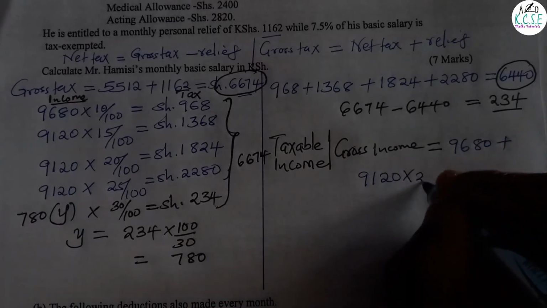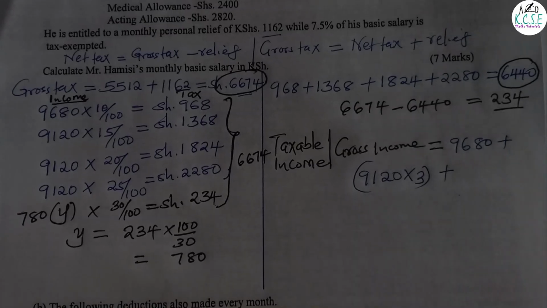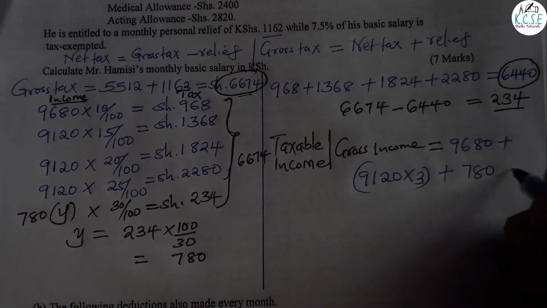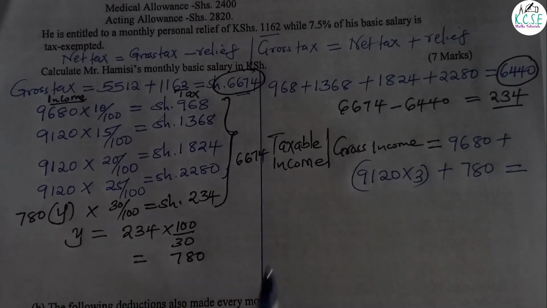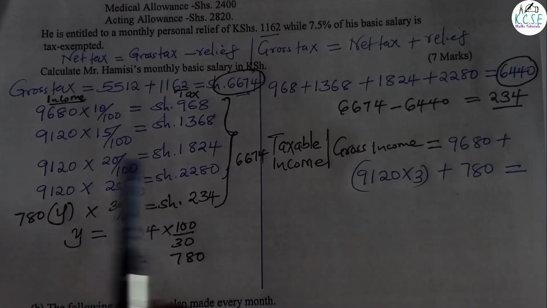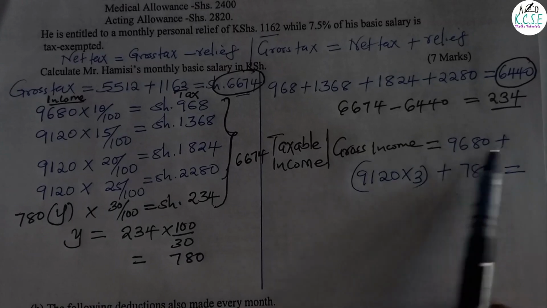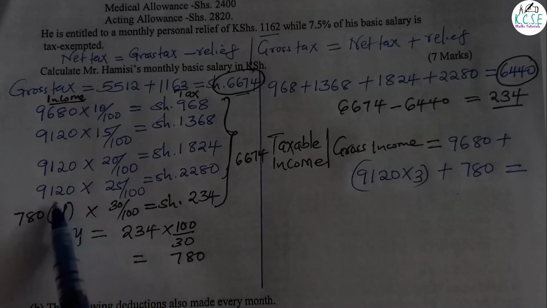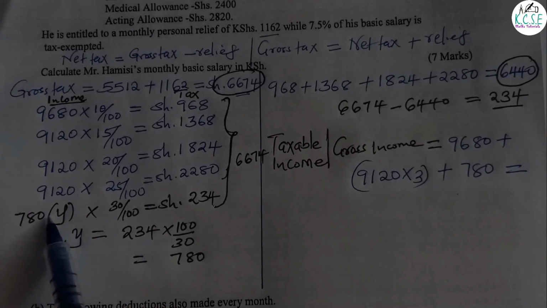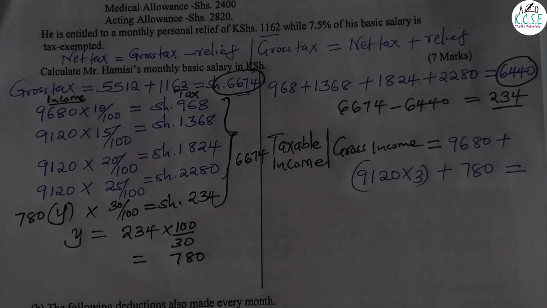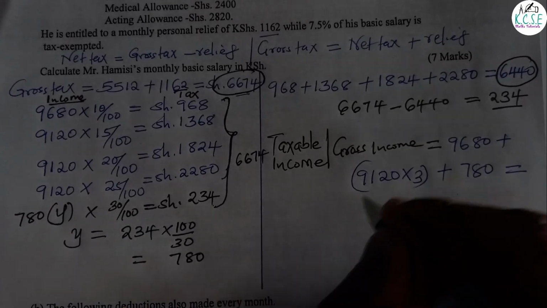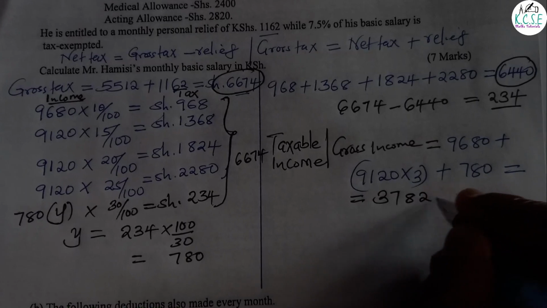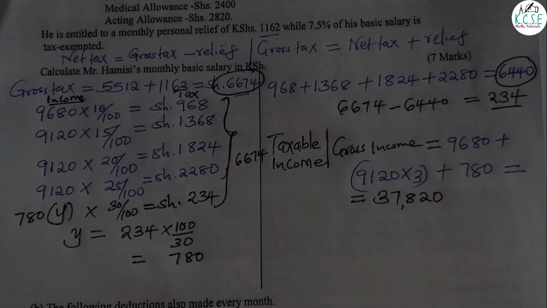So 9120 multiplied by 3, then plus 780. These should give the gross income, or what we call the taxable income. So 9680 is here plus 9120 times 3, then plus 780. When you add these, the gross income will be 37,820. So that is the gross income.